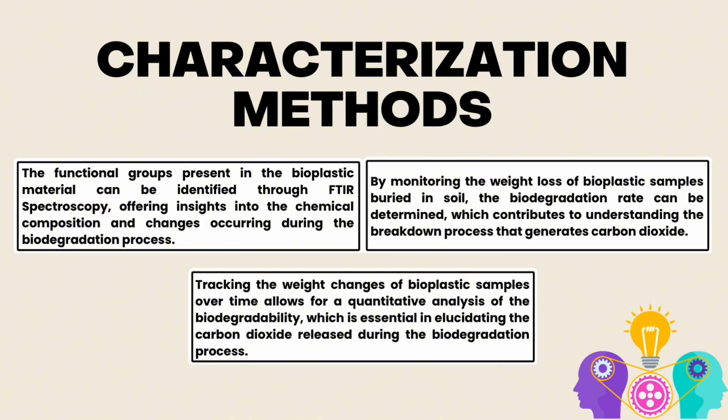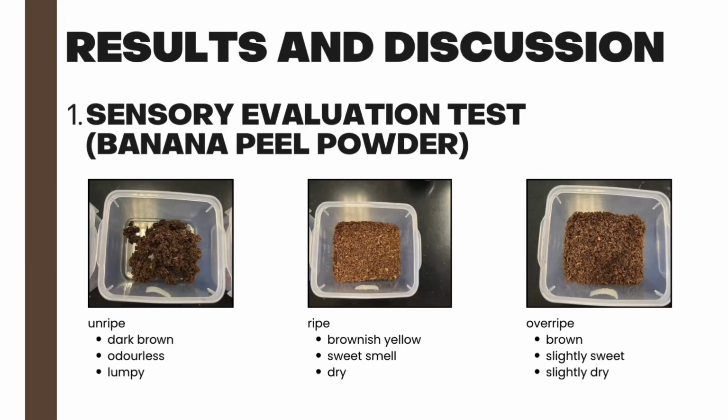Finally, tracking the weight changes of the bioplastic samples at various stages provides a quantitative analysis of the biodegradability. This is vital for measuring the amount of carbon dioxide released throughout the degradation process. By keeping a close eye on the weight changes, we can accurately map out how quickly and efficiently the bioplastic decomposes. Let's move on to the sensory evaluation of the banana peel powder, which varies depending on the ripeness stage.